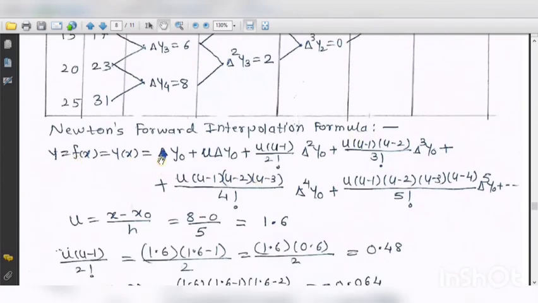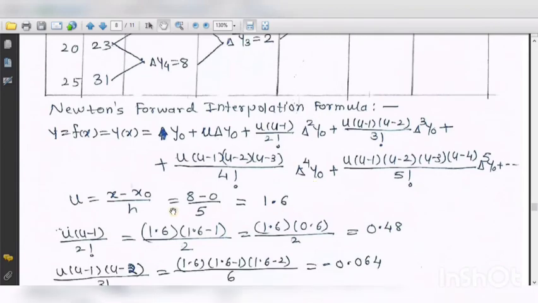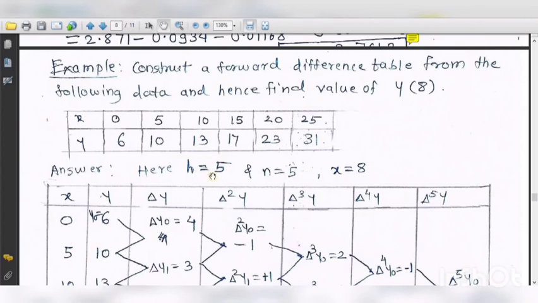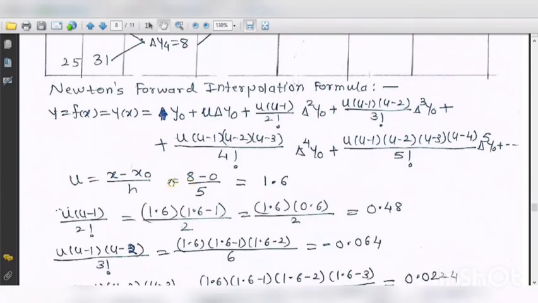First we write the formula here. y_u equals y0 plus u into delta y0 plus u into u minus 1 upon 2 factorial, and so on. Up to 5 terms I have given, but only up to 4 terms we need. Then u equals x minus x0 upon h. Now what is x? At y8 we want to find, so x equals 8 here, and h equals 5. You can see here 0, 5, 10, so the difference is 5. N equals 5 and x0 equals 0, this is my first value. So x0 equals 0, x equals 8 and h equals 5.